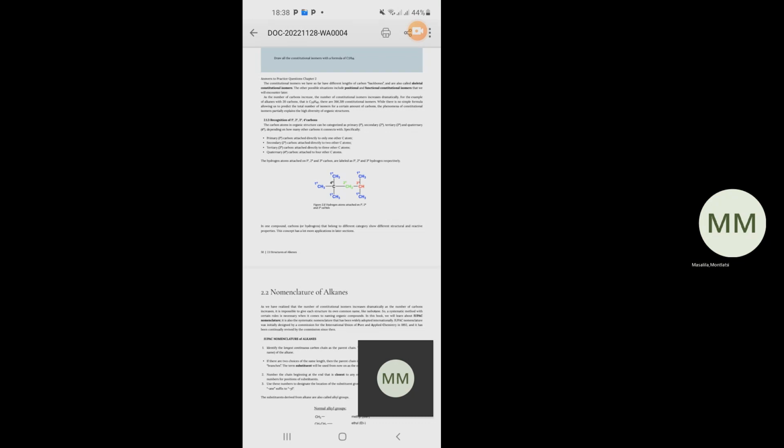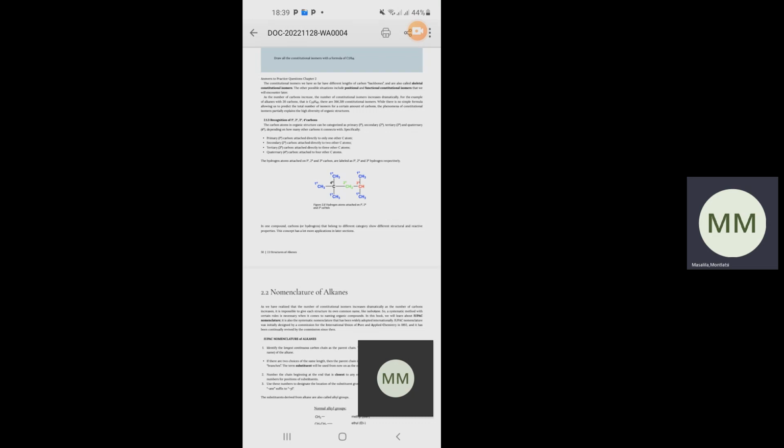What should you do today? We need to recognize the degree of carbon. Is the carbon a first degree carbon? Is the carbon a second degree carbon? Is the carbon a third degree carbon, or a fourth degree carbon? So let us learn more about those things. A first degree carbon is called a primary carbon. A second degree carbon is called a secondary carbon. A third degree carbon is called a tertiary carbon. And a fourth degree carbon is called a quaternary carbon.